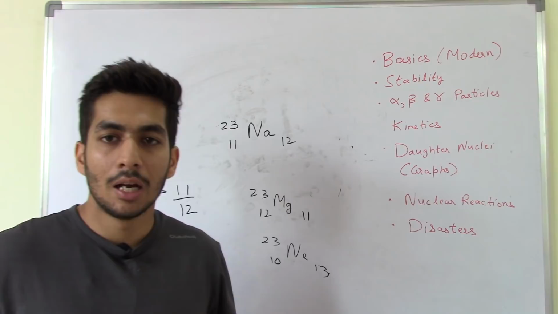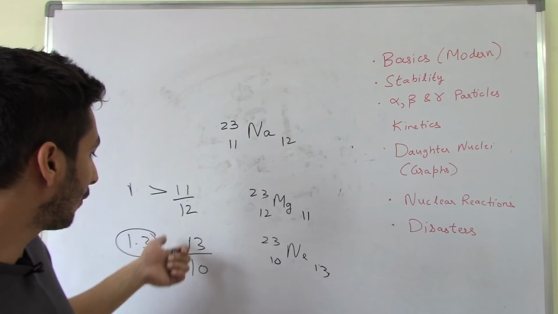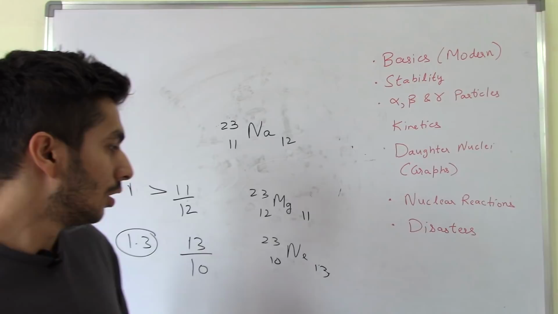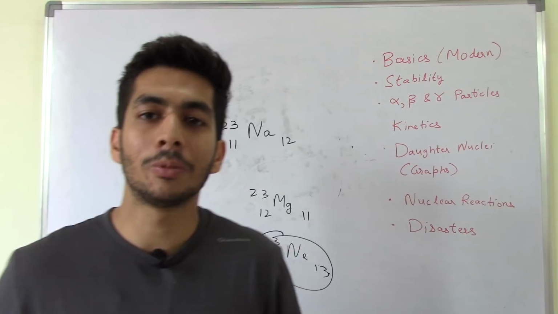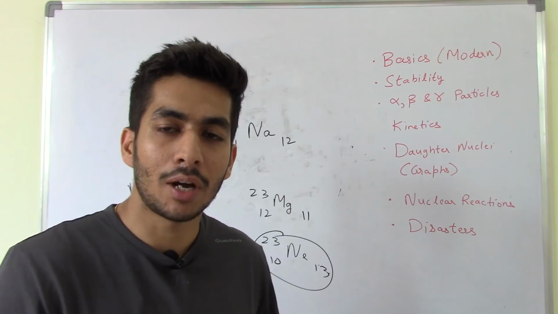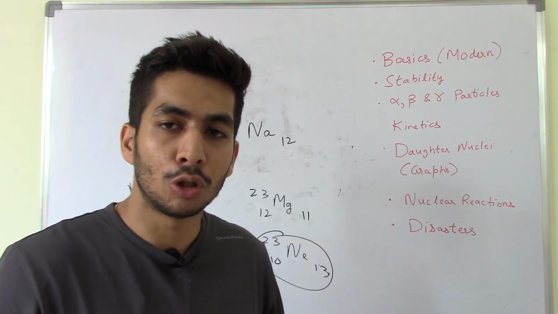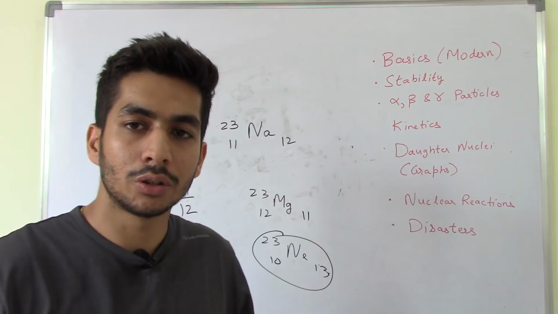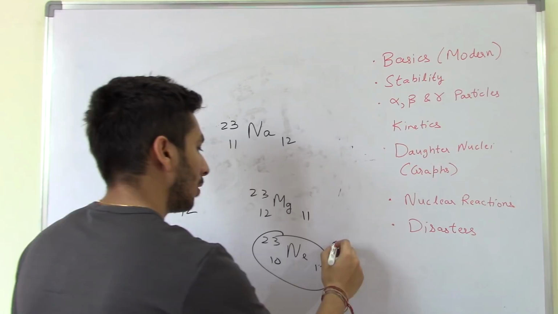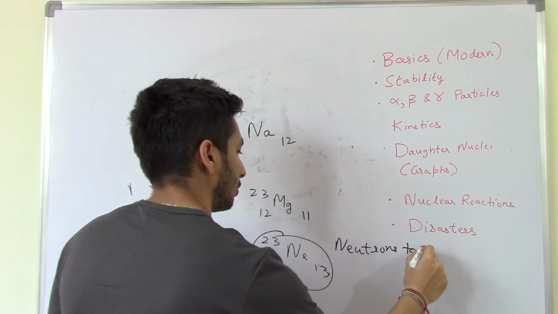But how are we going to predict what kind of emission is going to take place? First we have to understand that if the value is greater than 1, that means the number of neutrons is more than protons, as in the case of neon. Just listen to me carefully. We need the n by z value to be equal to 1, and we have more neutrons. So somehow we have to convert some of those neutrons to protons so that the value decreases from 1.3 to 1. We need to convert neutrons to protons.